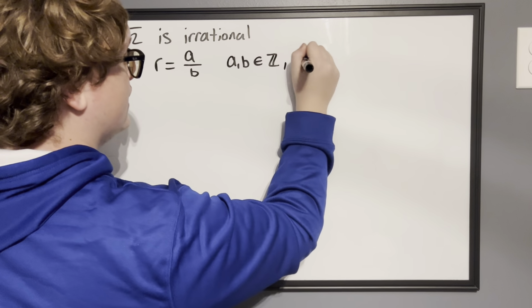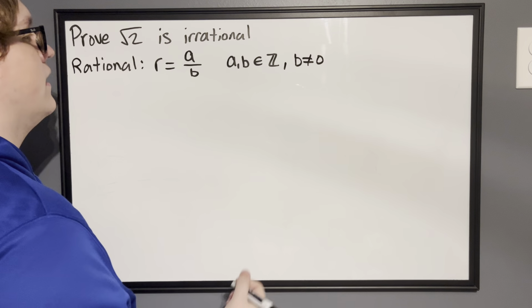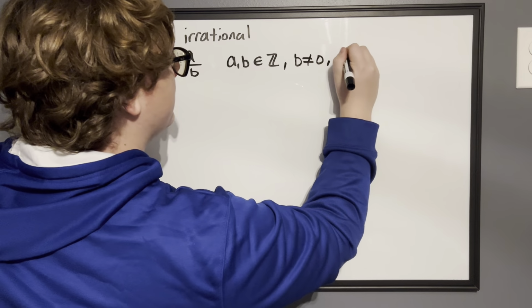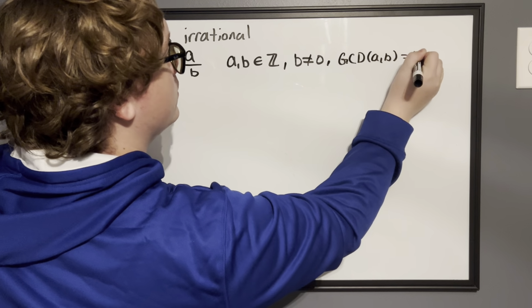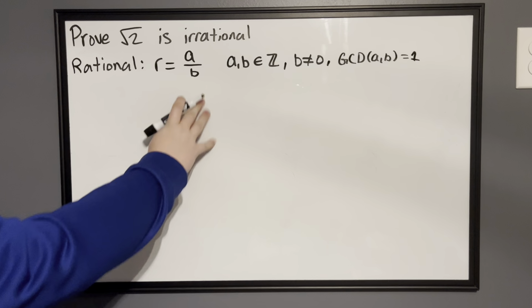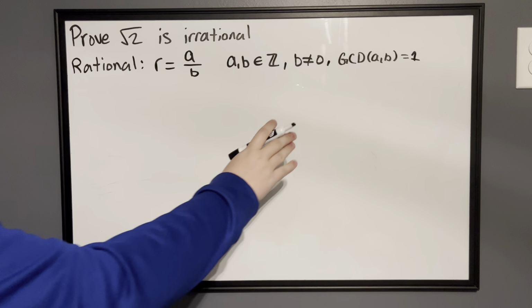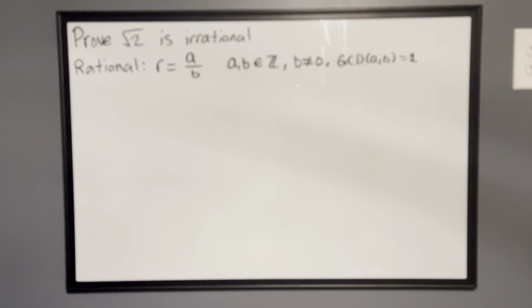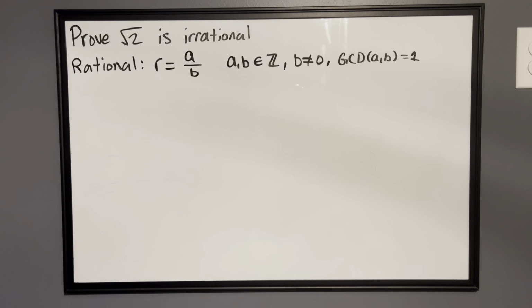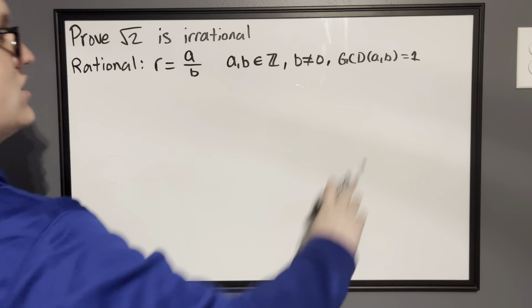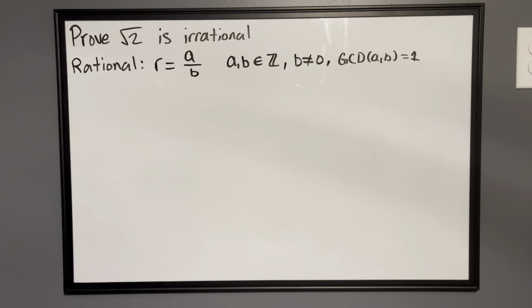We know that B cannot equal 0, and we know that the greatest common divisor of A and B needs to be equal to 1. And the reason that's the case is because we need to have these in simplest terms. If the greatest common divisor was anything other than 1, that means we could simplify it. And that's not what we want. We want these in simplest terms, meaning they share no common factors other than 1. So these are just the defining terms of a rational number. It's very important to note these because we will be using this in the proof.